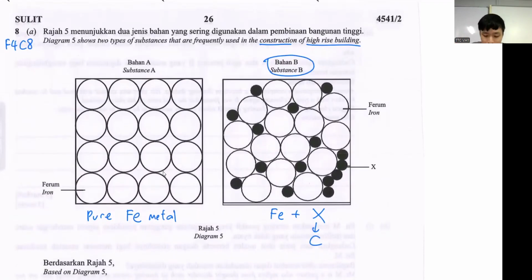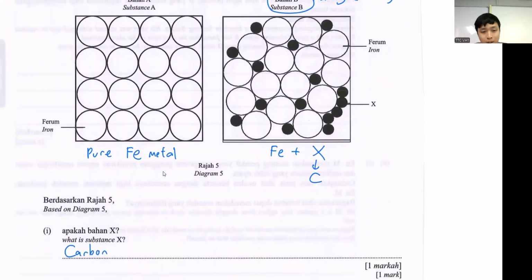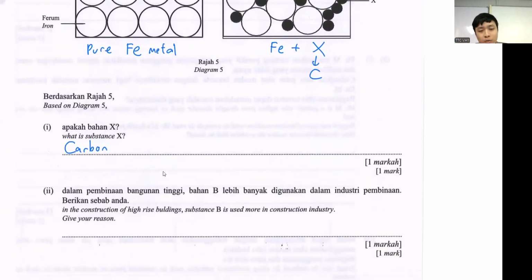What is alloy B? Iron plus carbon to get steel. Very good. Remember the six alloys. Second, in the construction of high-rise buildings, substance B is used more in the construction industry. Give a reason. Why can you not use A? Why use B? You can just say that B overall is stronger, harder, this kind of thing.